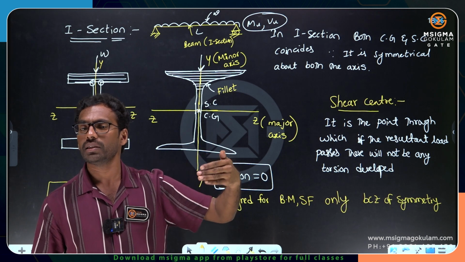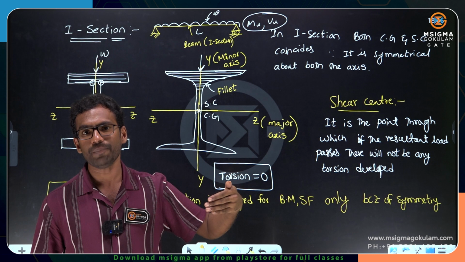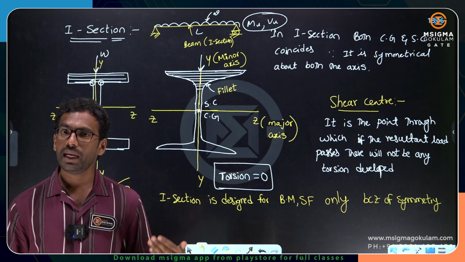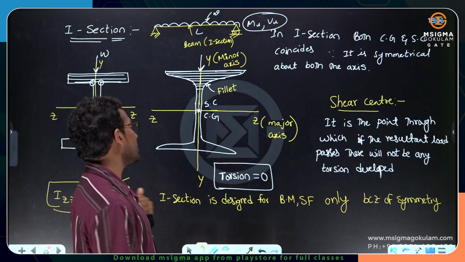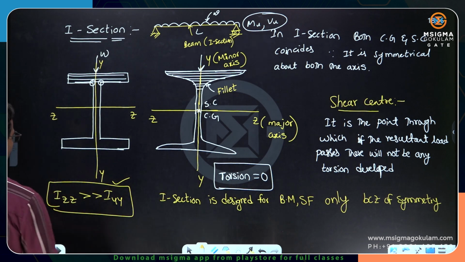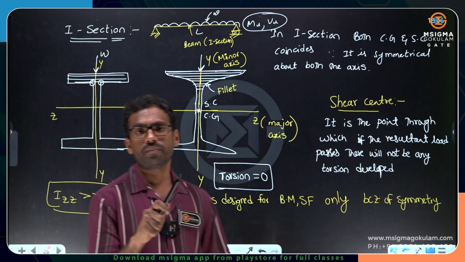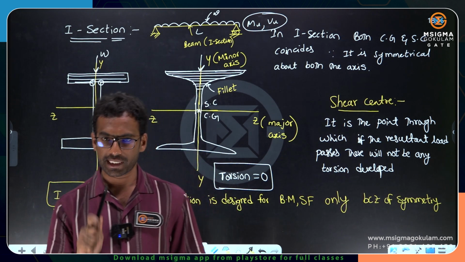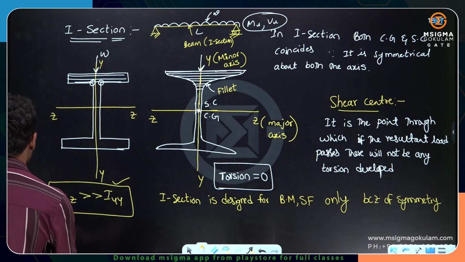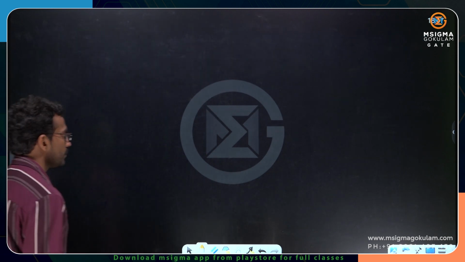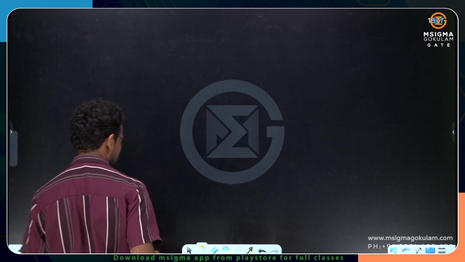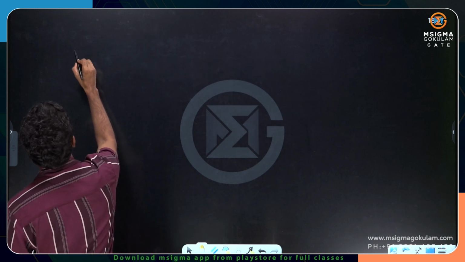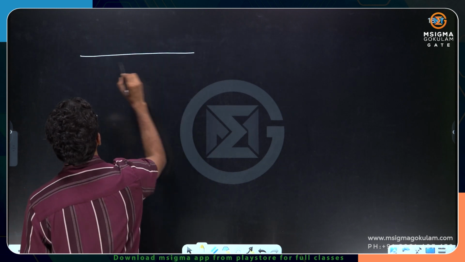Why this I section is called as beam section? There is a reason behind it. Why it is so? The reason is very simple. Look at here. Whenever you load any beam, what happens? There will be bending is going to take place. Look at here. Let me explain in this way so that you can understand easily. Suppose if I have a beam, let's say this is the beam I am having.